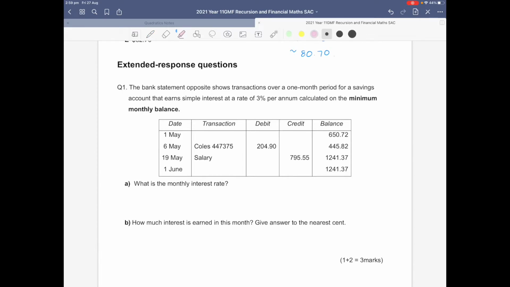So question 1 says the bank statement opposite, or below in this case, shows transactions over a 1 month period for a savings account that earns simple interest rate of 3% per annum, calculated on the minimum monthly balance. Alright, so the first question says, what is the monthly interest rate? Now, with this question here, it does tell us that it's 3% per annum. Given that we're looking for monthly interest rate, with this one, it was just a straightforward 3 divided by 12, which will give us a monthly interest rate of 0.25%.